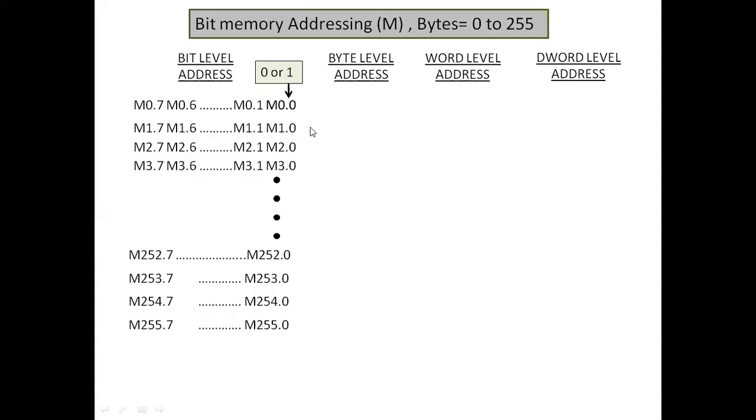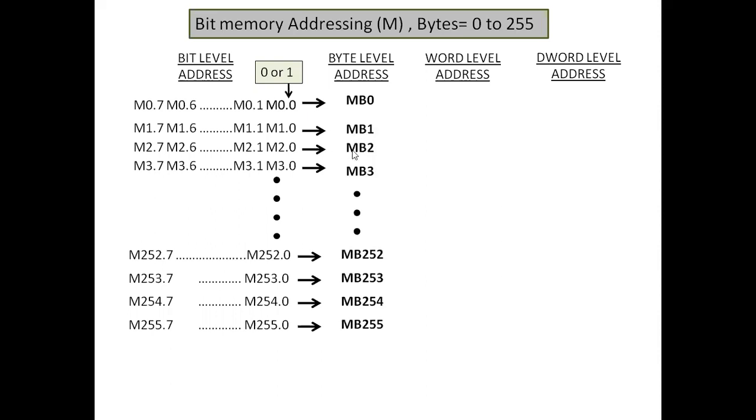Okay. Next, we come to the byte level address. MB0: this total of 8 bits is 1 byte, right? MB is the symbol for the byte level address, then byte number 0. Similarly, for other bytes we have MB1, MB2, MB3, like this. We are not giving any bit address here because it is a group of 8 bits. So in terms of bytes we define MB0, MB1, MB2, like this. It goes up to MB255. So if you remember, we have 8 bits in a group.